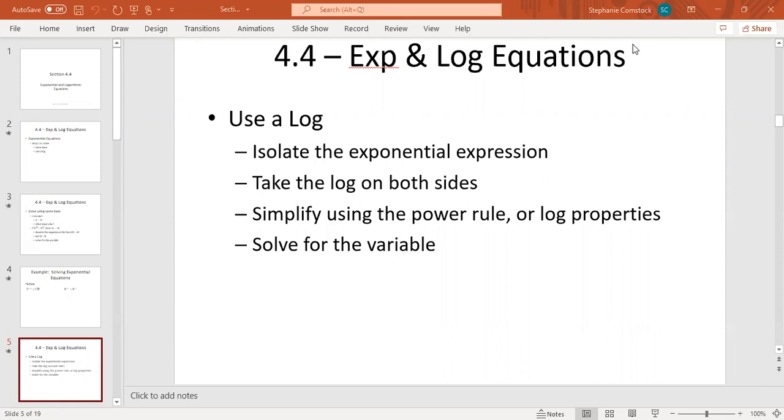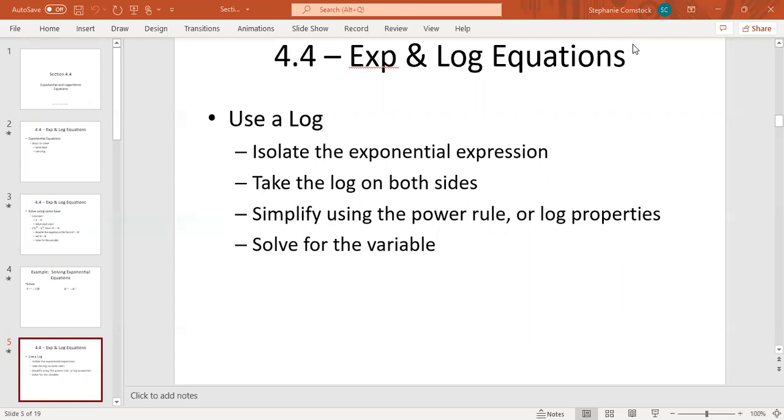So what we're going to do first is isolate our exponential expression that has the variable up in the exponent. We're then going to take log on both sides. You will then simplify using a power rule or log properties. We'll take a look at a couple of these. And then we're going to solve for a variable.